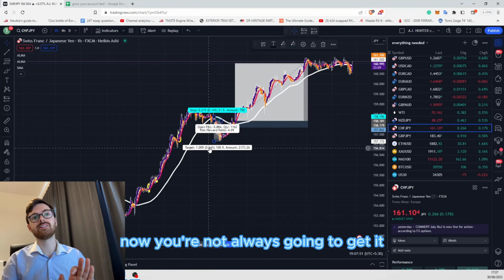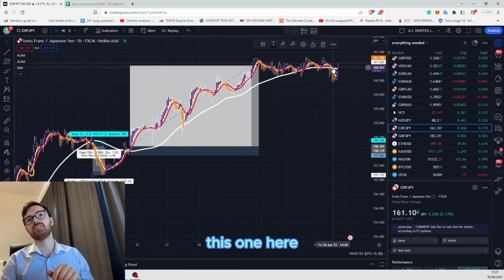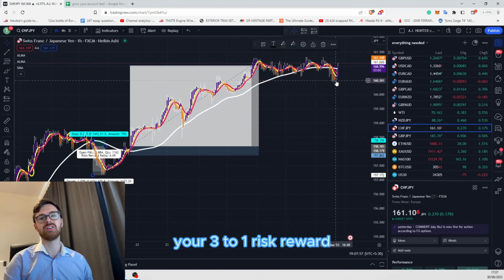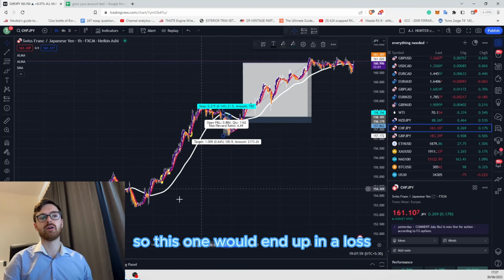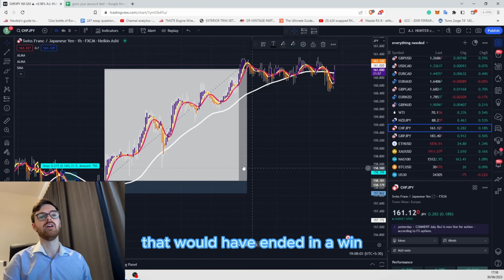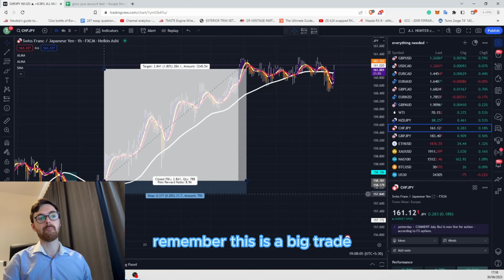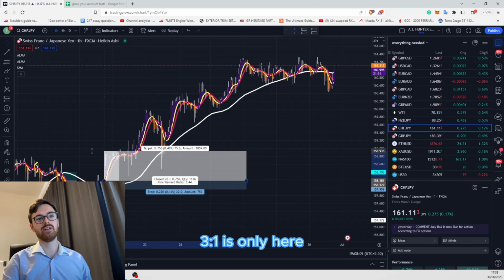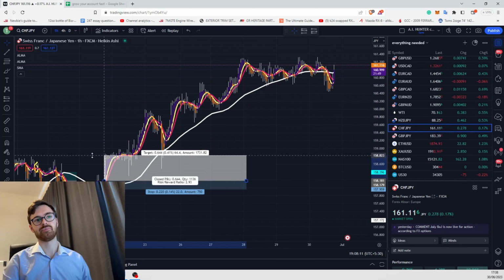Now, you're not always going to get it. There are going to be some losses. For instance, this one here, you're probably not going to be able to squeeze out your 3 to 1 risk reward. So this one would end up in a loss, but you would have had many in through here that would have ended in a win. Remember, this is a big trade. This is like 13 to 1. 3 to 1 is only here.